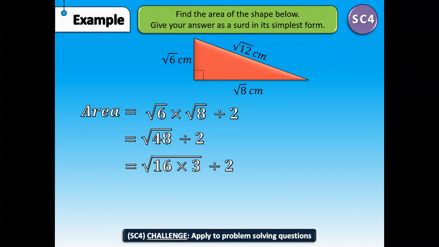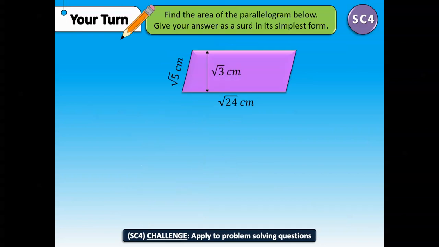And we can simplify root 48 and say root 16 times 3. And root 16 is 4. So it simplifies to 4 root 3. Then we can divide it by 2. So that would be 2 root 3. So our answer is 2 root 3 centimeters squared. Here's a question for you to have a go at. Pause the video, and when you're ready to see what you should have done, press play.